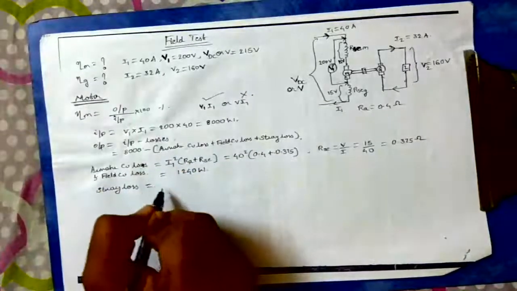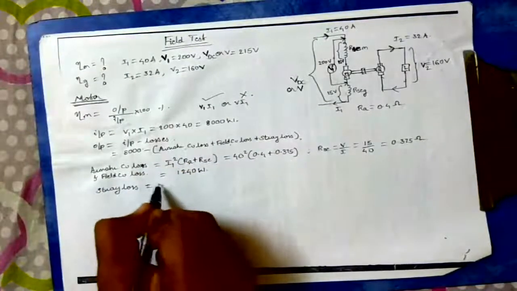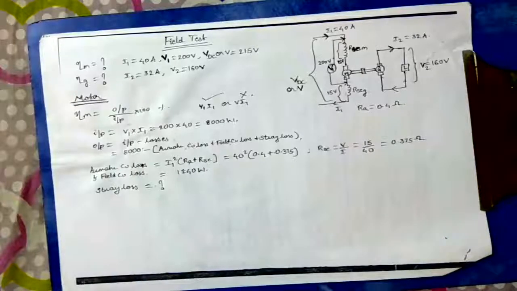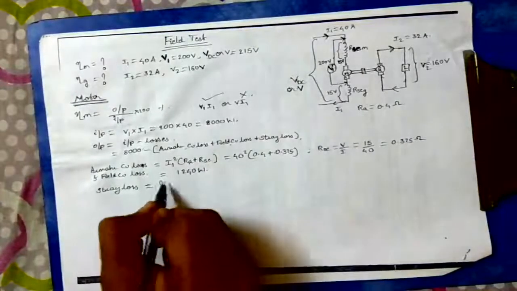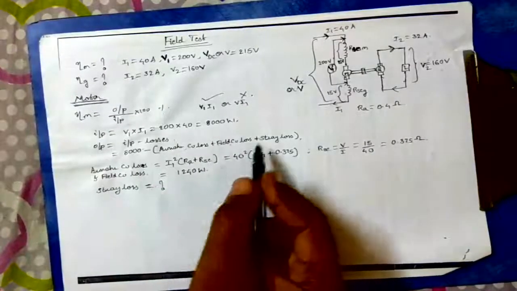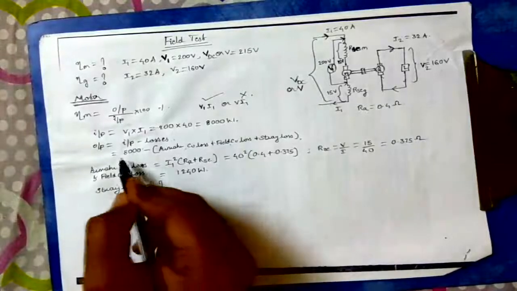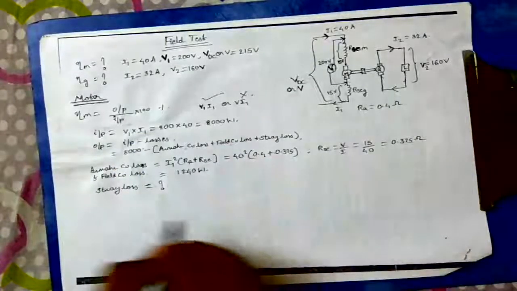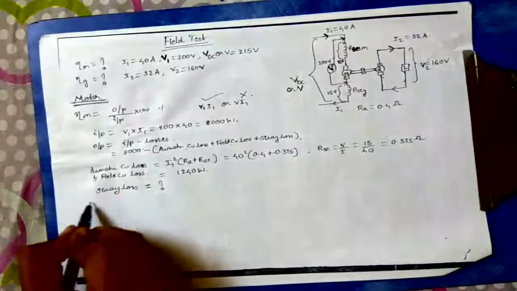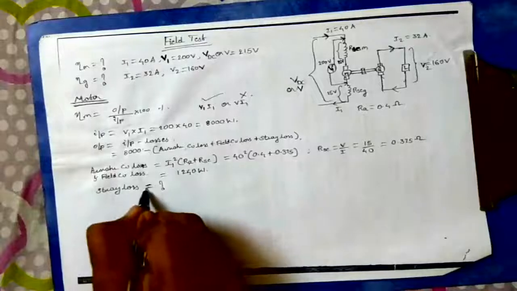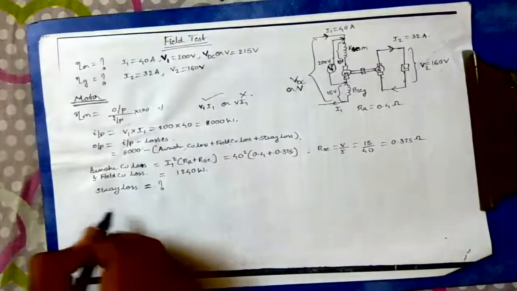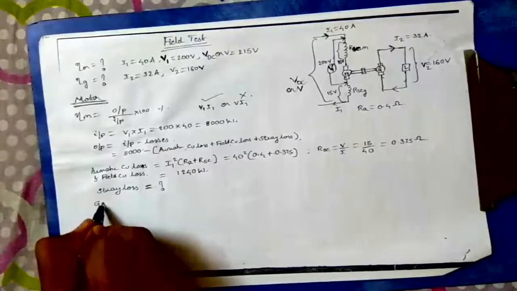We need to calculate stray loss here, so that will be the question mark here. We shall see how to calculate it in the later part. Once you know the stray loss, you can substitute it over here, I can calculate the output easily, then we'll know the efficiency of the motor. For the sake of convenience, we shall leave the stray loss here itself. We shall jump to the generator part.